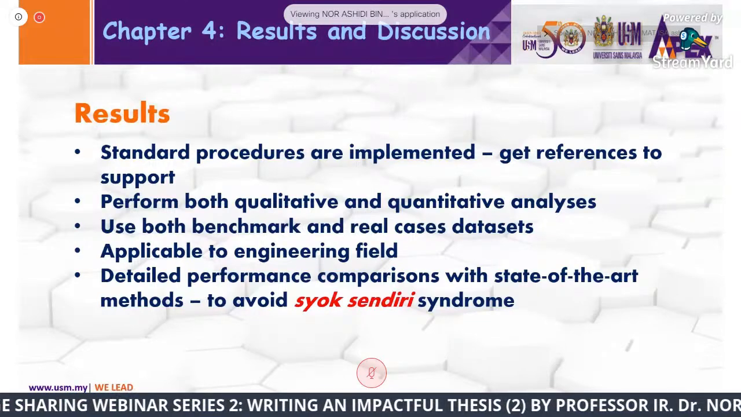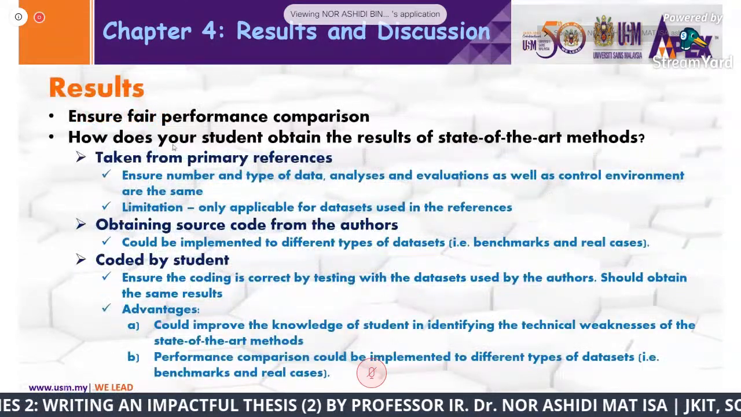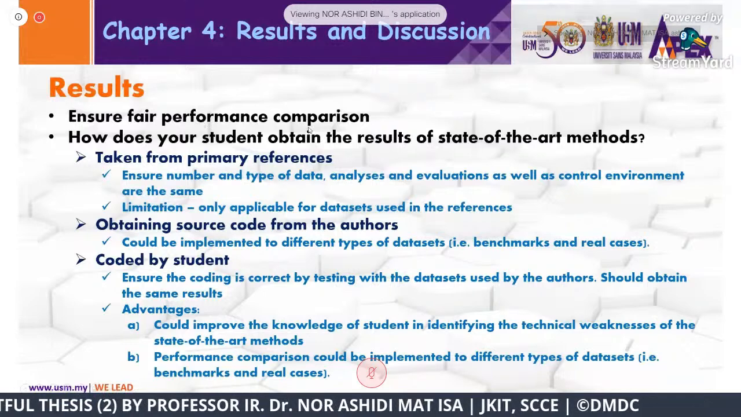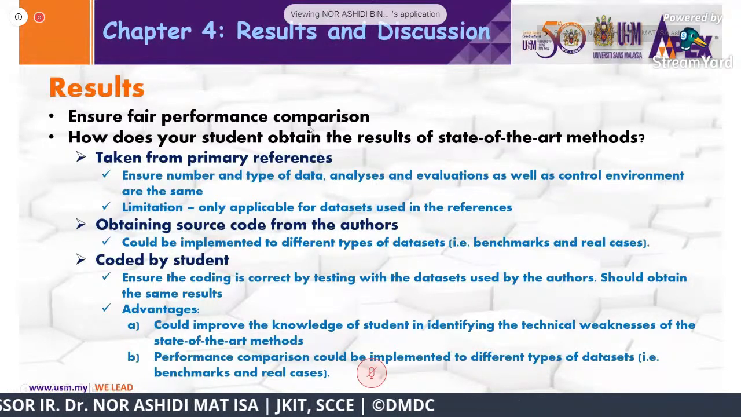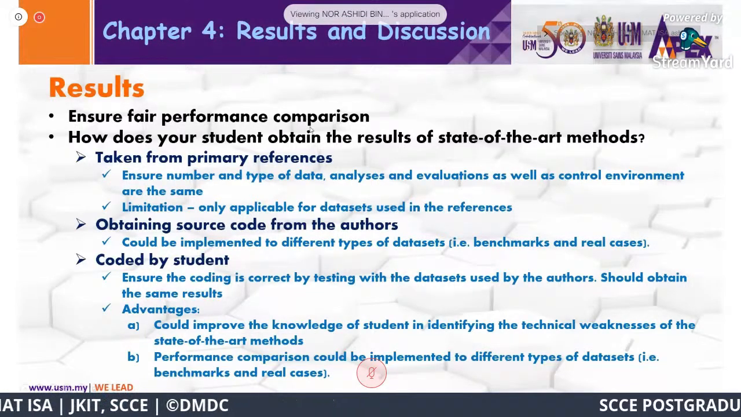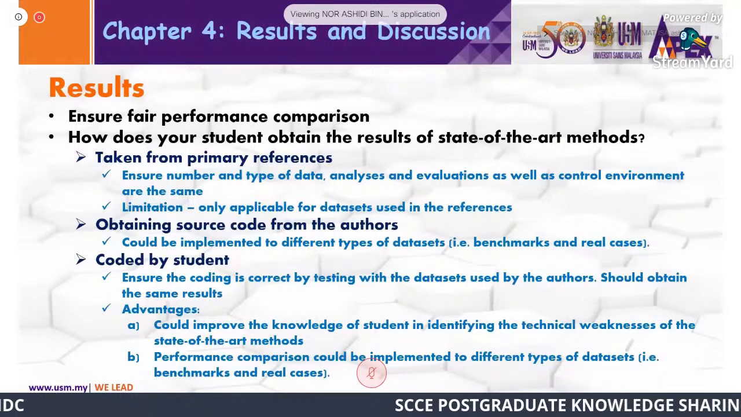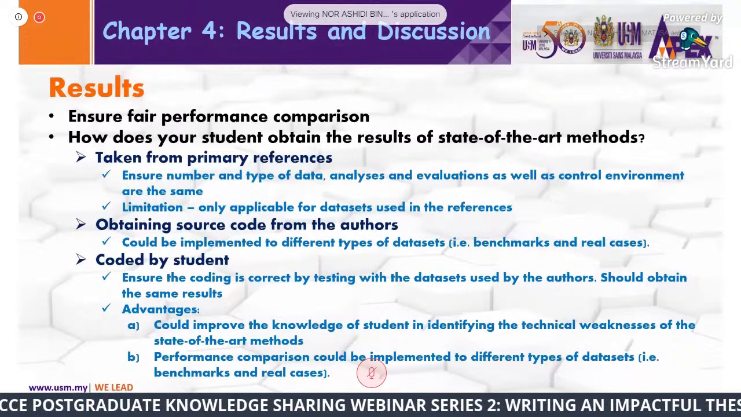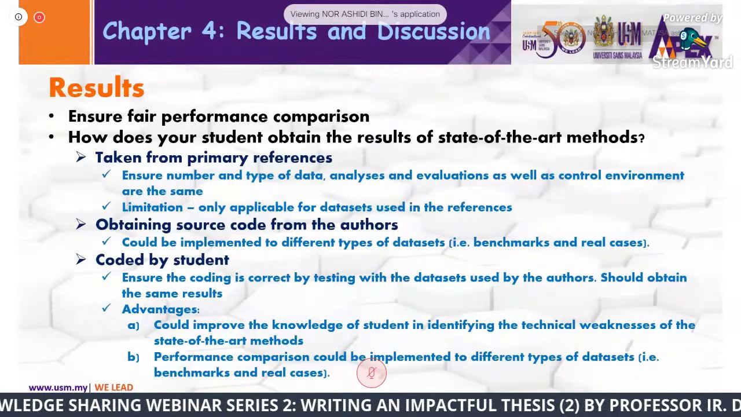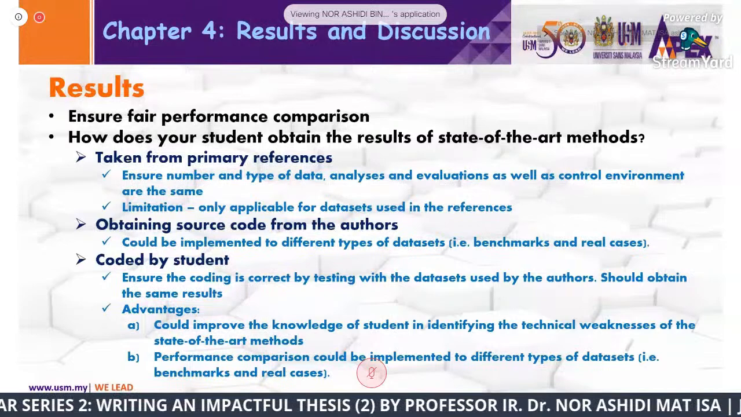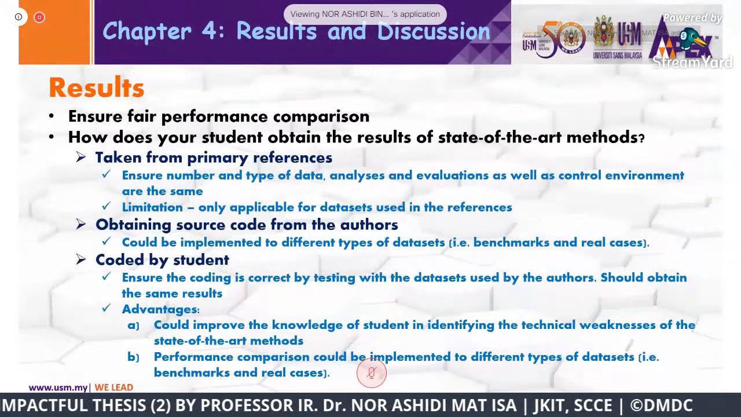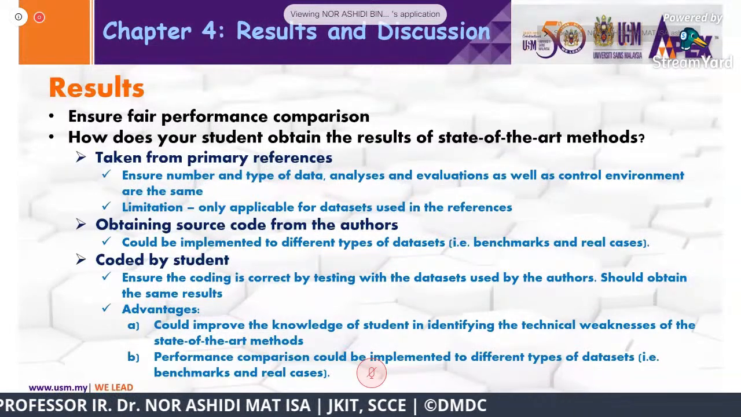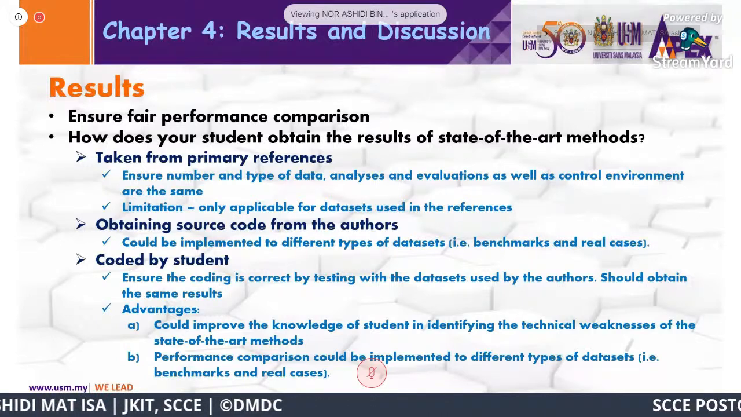So ensure fair performance comparison, as I mentioned to you. Otherwise, the comparison is not accepted. Fair comparison means similar environment, similar situation, similar data sets, similar analysis, everything is the same.